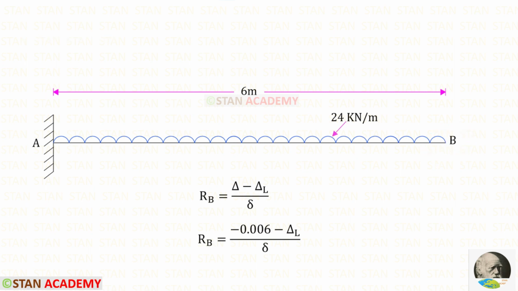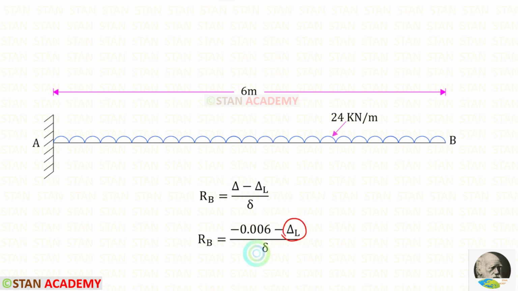We know the formula to find RB. Delta minus delta L upon delta. Delta will be the settlement in the point B. We know that the support in the point B settles by 6 mm. We can divide that by 1000 so that we will get 0.006 meter. Since the settlement occurs downwards, it should be applied as negative. So delta is minus 0.006 meter.